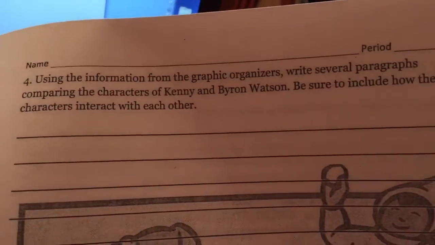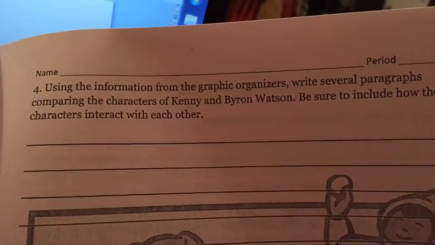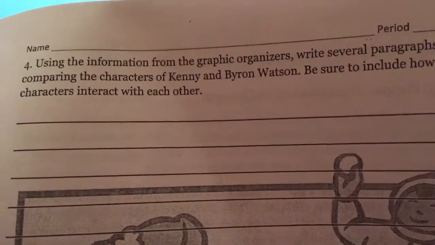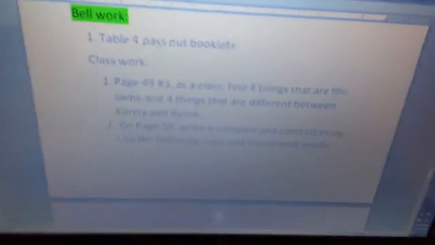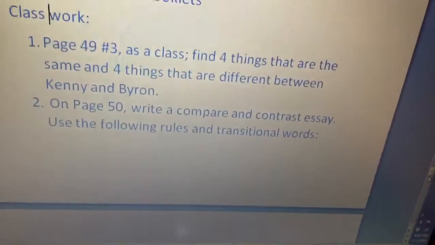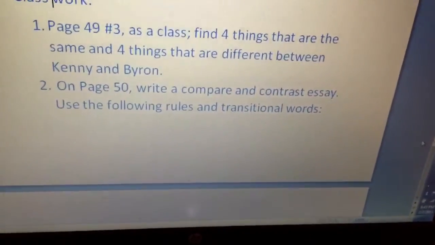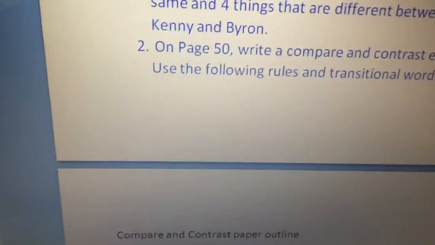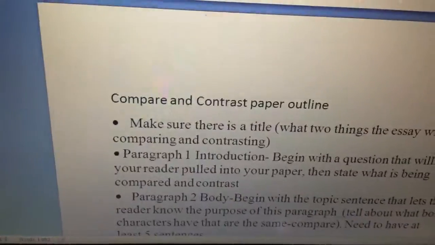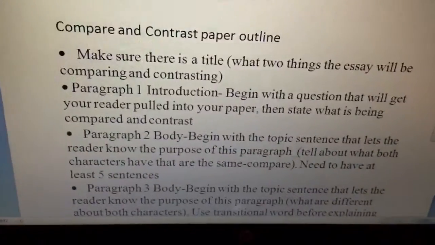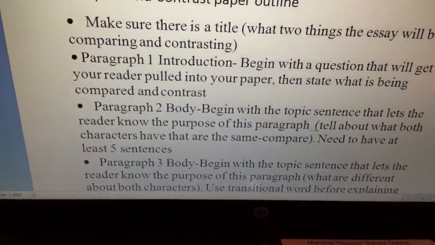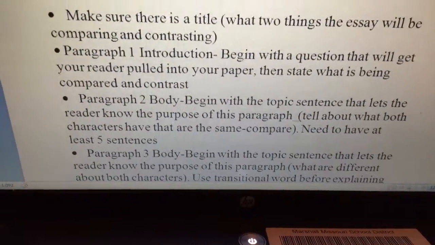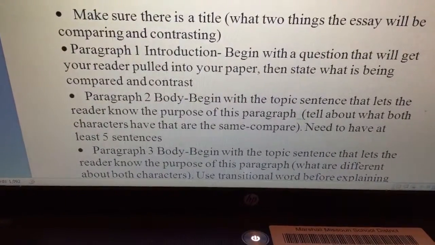Okay, once you get the information on the Venn diagram, you're probably wondering, if you haven't had me for ELA, how do I put this into paragraph form? Well, first of all, you're going to have 4 paragraphs, okay? And Miss Hare will pass this out after we get done if she has not passed it out yet. There's an outline that you can use for all compare and contrast papers, whether you're comparing 2 characters or books or movies. It's the same format.